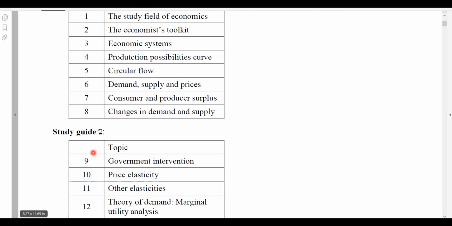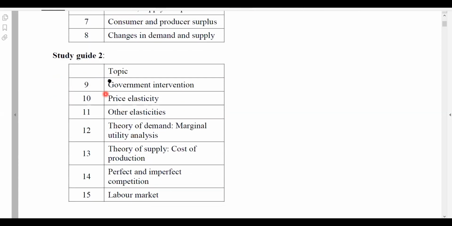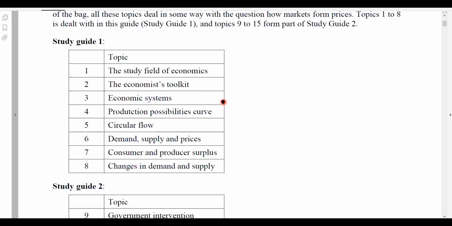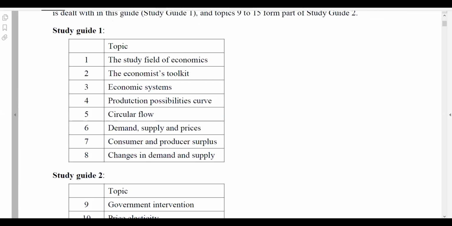In study guide 2, it continues from topic 9: government intervention into markets, price elasticity, other elasticities. You look at the theory of demand, marginal utility analysis. Then you look at theory of supply, cost of production, perfect and imperfect competition. And then lastly, you are going to consider the labor market. So it's quite an interesting subject.